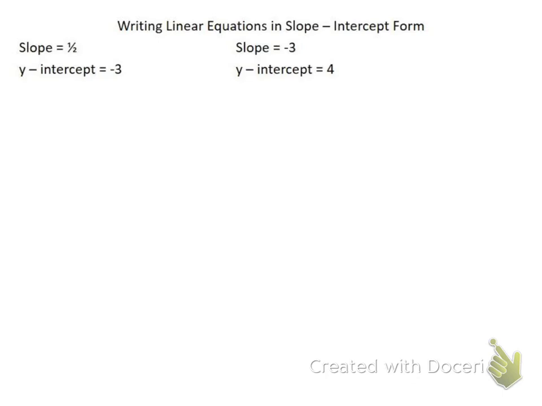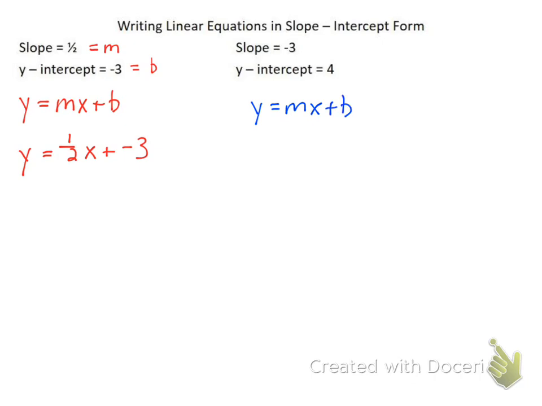The piece at the bottom of your notes is pretty easy. Just writing an equation given our slope and y-intercept. So again, with each one of these, slope-intercept form is y equals mx plus b. My slope is my m, my y-intercept is my b, so I'm literally just plugging those in. So y is equal to 1/2 x plus -3, or minus 3, you can put it either way, that would be the same thing. With the second one, same thing, y is equal to mx plus b, so I'm just plugging in my slope, so y is equal to -3x plus my y-intercept, which is 4. So that's writing an equation in slope-intercept form.